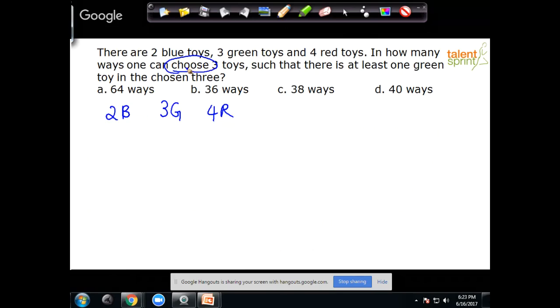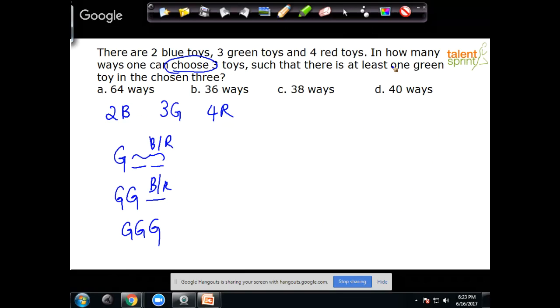Correct? Now, they have given a condition. When we are choosing three toys, out of these 3 toys, at least one should be a green toy. So, what are the possible cases that will satisfy the given question? The first case is there is 1 green toy, and the other 2 are blue or red. Similarly, there are 2 green toys and 1 is blue or red. Similarly, all 3 are green.